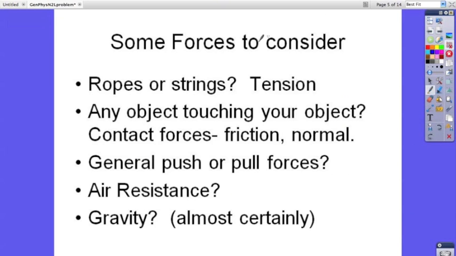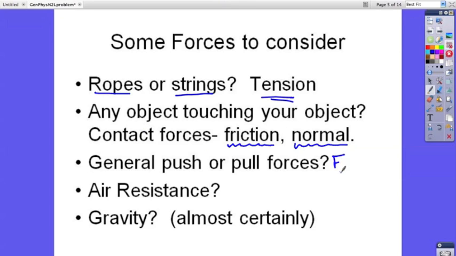Identify all the forces that are acting on the object. And just to help you with that, are there any ropes or strings? Then you must have tension. Is anything touching your object? Well, if it is, it might be exerting a force, and it would be a contact force. So ask yourself, is it moving against a surface? Is there friction? Is it resting on a surface? Is there a normal force?